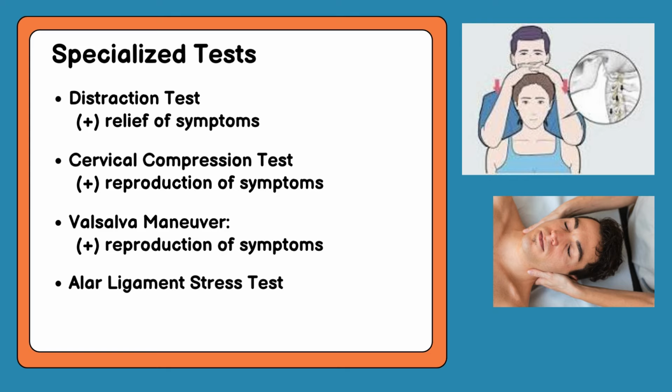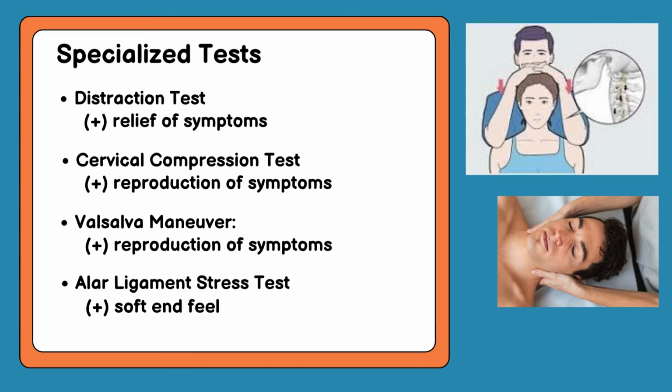Alar ligament stress test. It is used to assess upper cervical spine instability or injury to the alar ligament. Normally, a capsular end feel is felt. Excessive translation or rotational movement of the atlas relative to the axis gives a soft end feel.